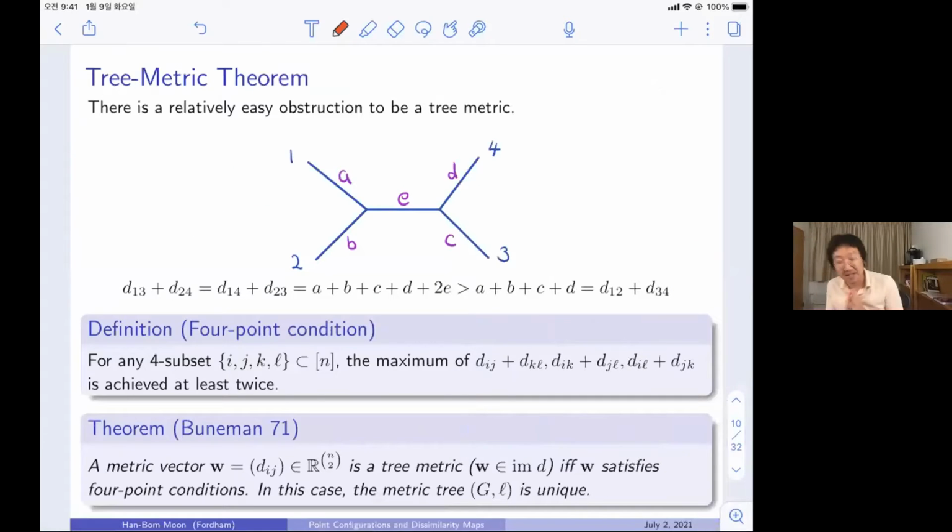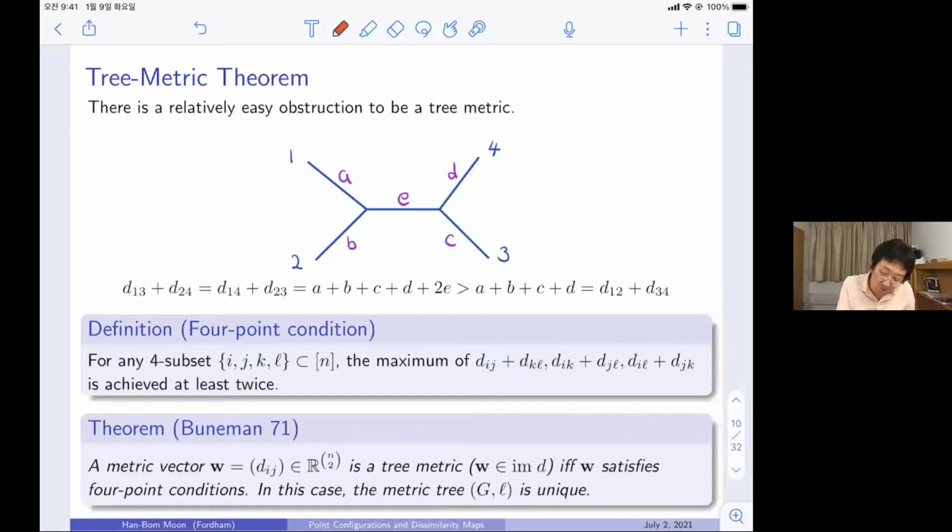Okay, now let me explain a little bit more about the third item. Can we describe the image of the dissimilarity map? Here is the classical tree metric theorem. There is a very easy obstruction to being a tree metric among many different possible matrices on a finite set.